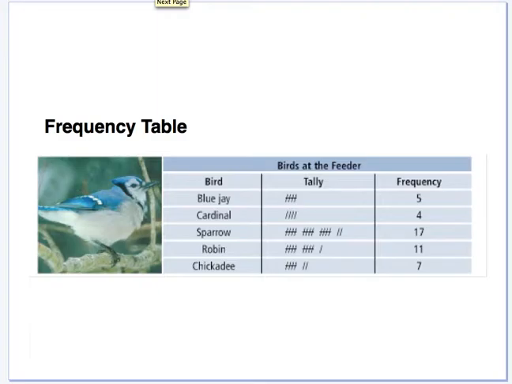This is called a frequency table. You can see a couple things about the frequency table. Number one, it has a title. It also has what we're looking for. In this case, some kid is recording the number of birds at the feeder. And so he has the descriptors over here of the different types of birds that he sees, and the tally chart and the frequency chart.